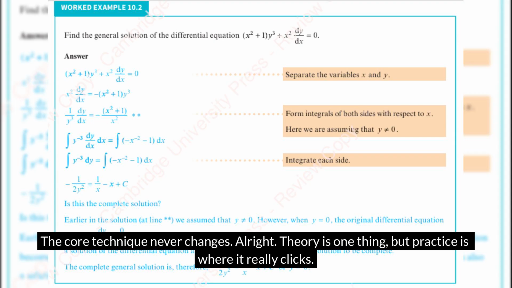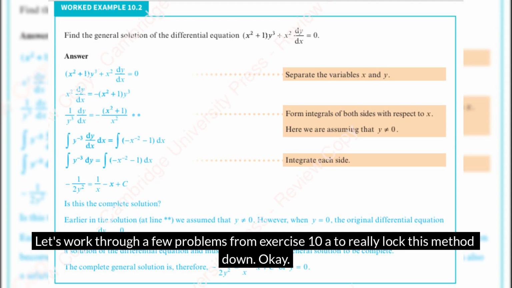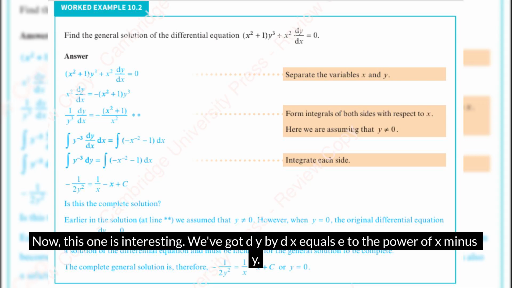All right, theory is one thing, but practice is where it really clicks. Let's work through a few problems from exercise 10a to really lock this method down. Okay, now this one is interesting.